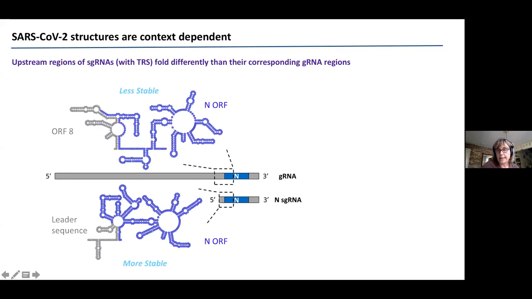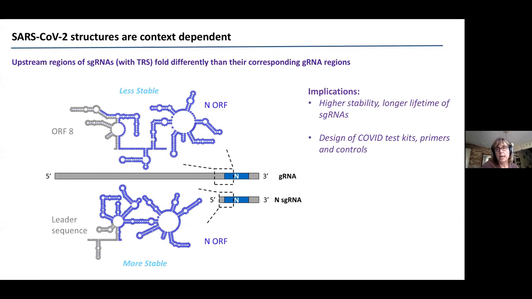It means that depending on the context, these SARS-2 RNAs can adopt completely different folds. And the cool thing is that the subgenomic RNA fold is much more stable than the genomic one, which may explain why subgenomic RNAs have higher stability, longer lifetimes, and it affects our design of COVID test kits, primers, and controls. I'm just checking my time here. Okay.